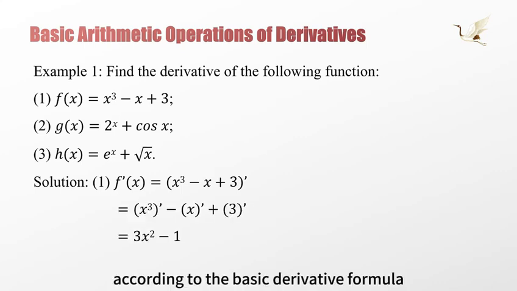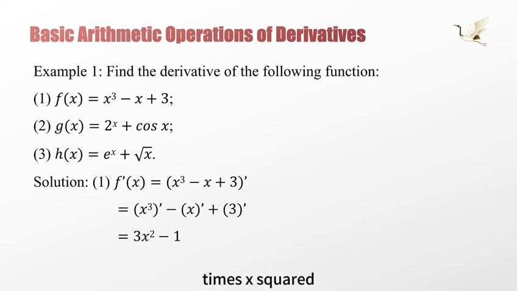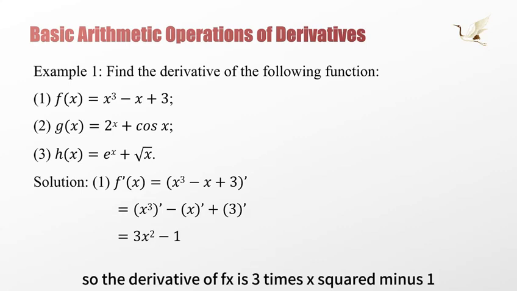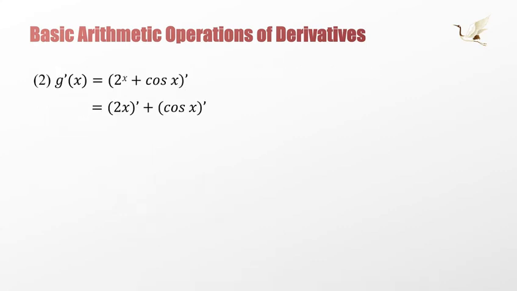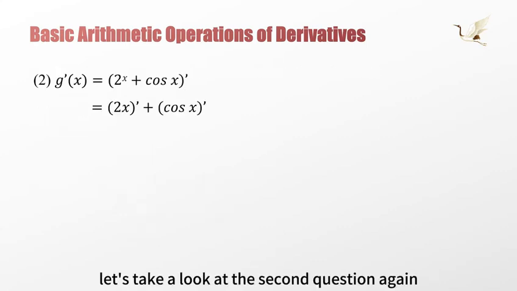According to the basic derivative formula we learned earlier, the derivative of x to the third power is 3 times x squared. The derivative of x is 1, and 3 is a constant, so its derivative is 0. So the derivative of f(x) is 3 times x squared minus 1. Let's take a look at the second question.